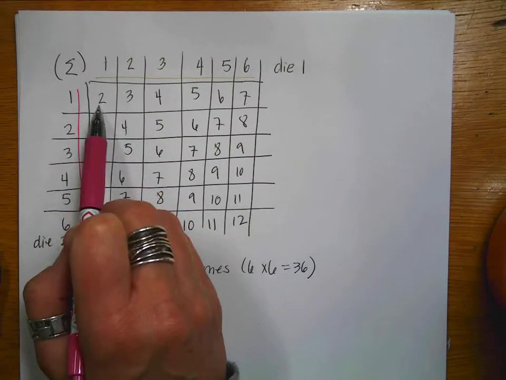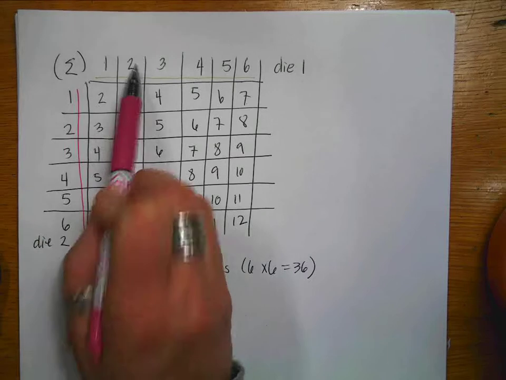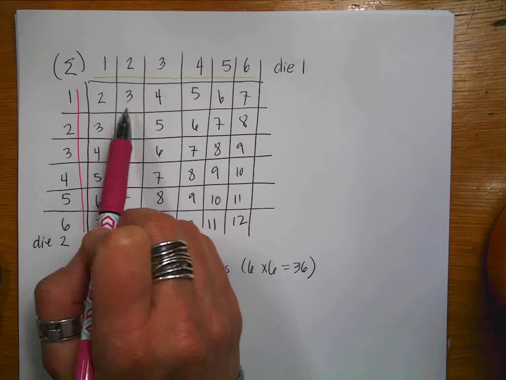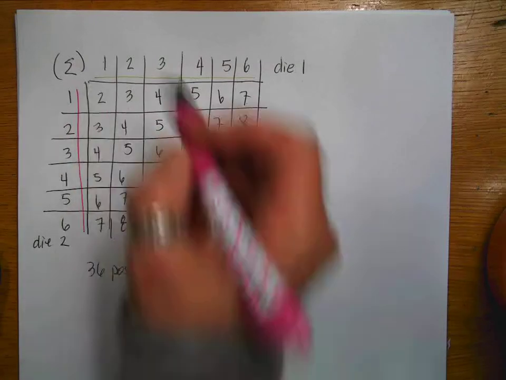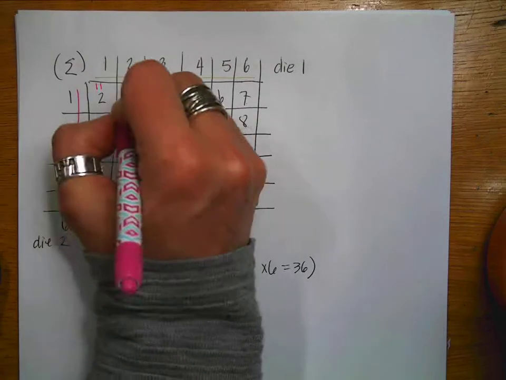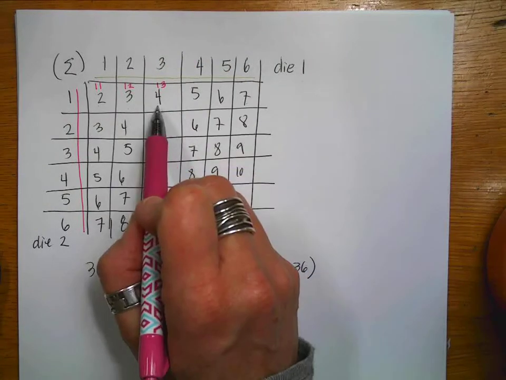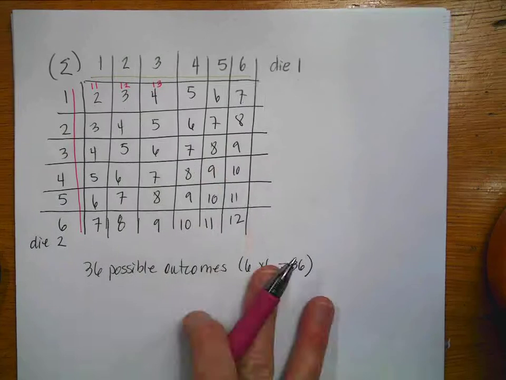So if I rolled a 1 and a 1, I would get a 2. If I rolled a 1 and a 2, then the sum of the dice is 3. Okay, so this is not talking about what's on each number, that would be like the 1 and the 1, the 1 and the 2, the 1 and the 3. So this is talking about the sum of the 2 dice.